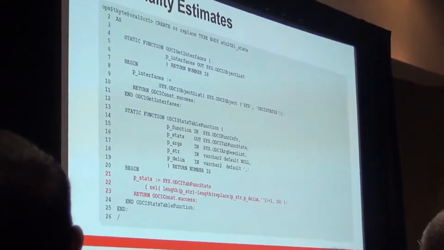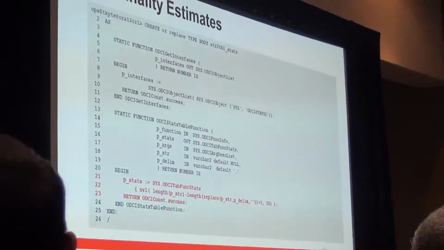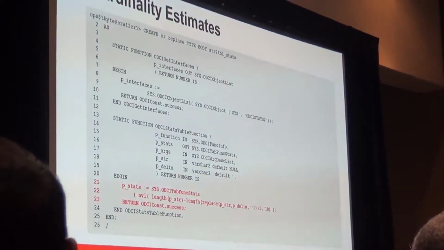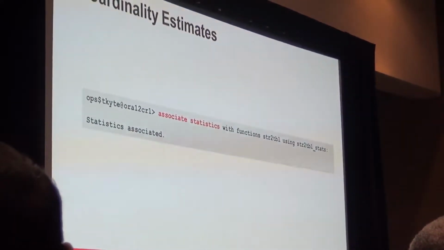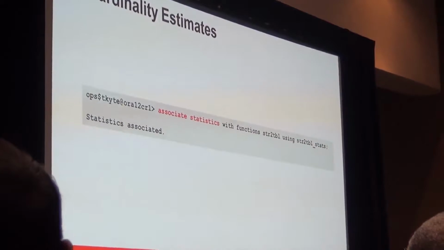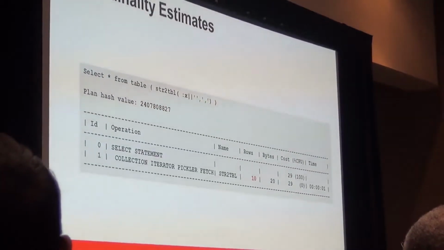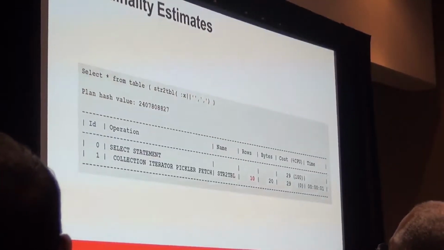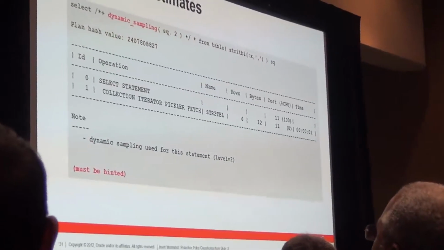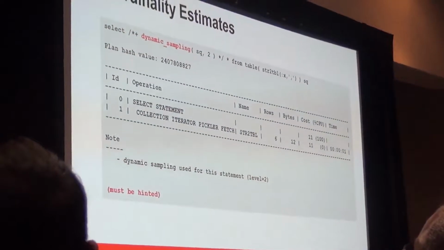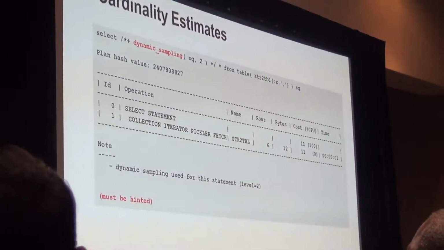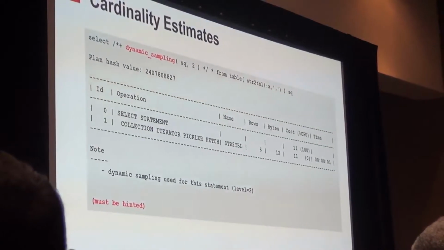If I don't know what the string is, if it's null, I'm going to return the default of 10. And then I associate this package with that pipeline function. And the next time I run the query, here it does the default of 10. If I send a natural little string, it will really go through and figure out exactly how many were in there because we count those commas.